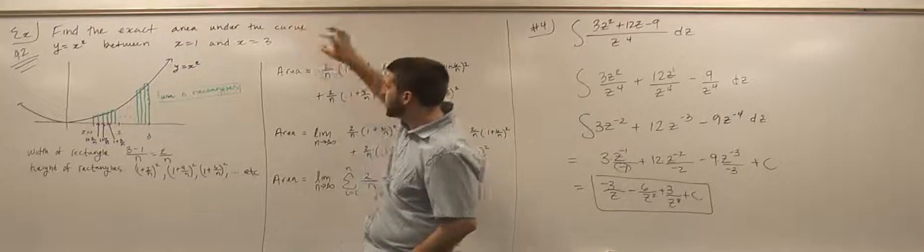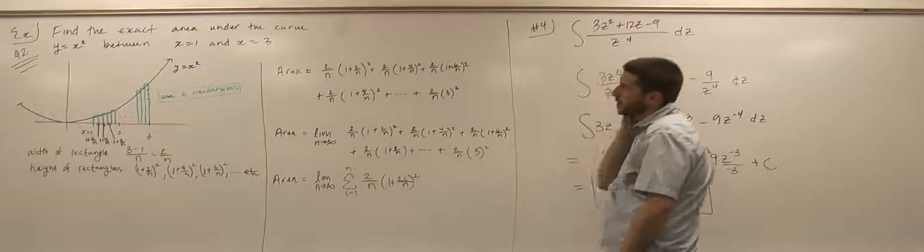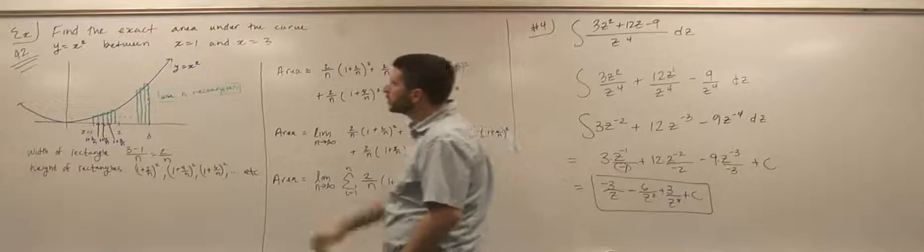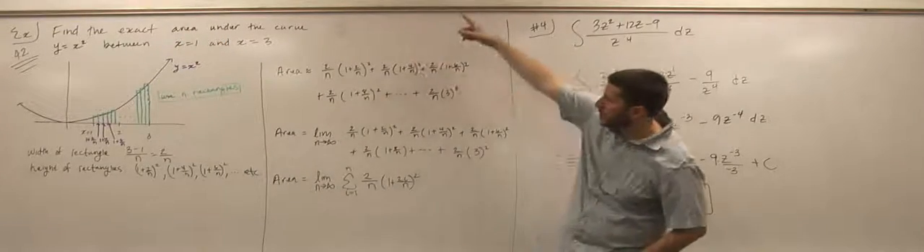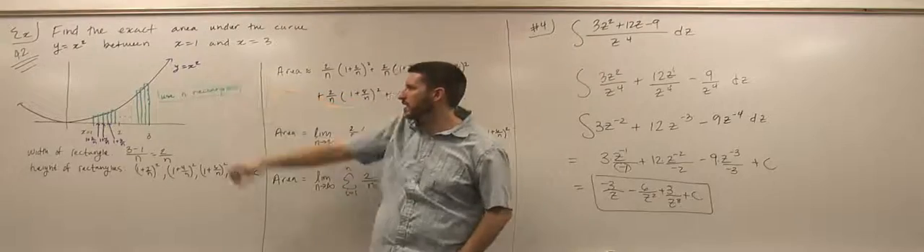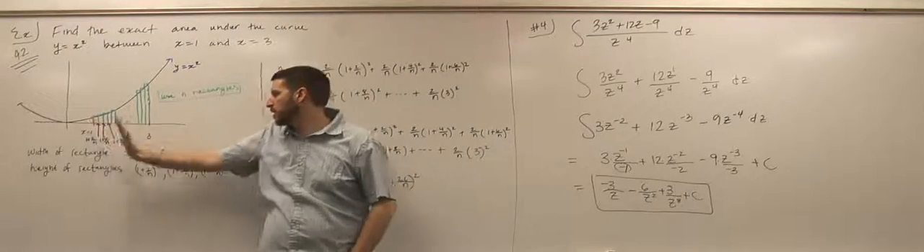Hopefully you have started this example in your notes. This was from section 4.2. We were supposed to find the exact area under the curve y equals x squared from x equals 1 to 3.